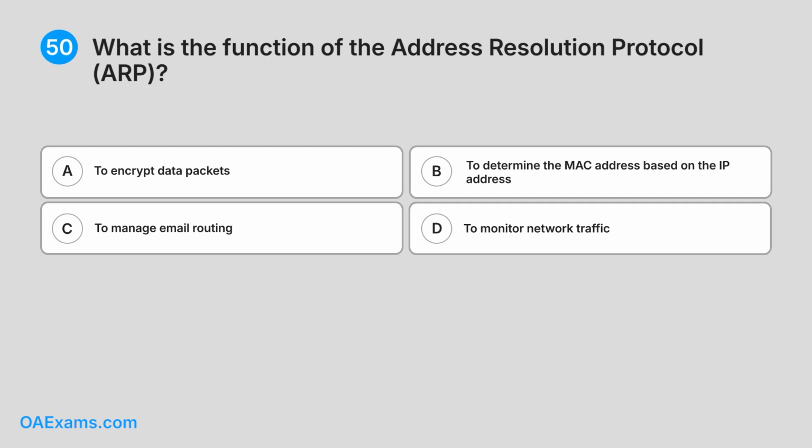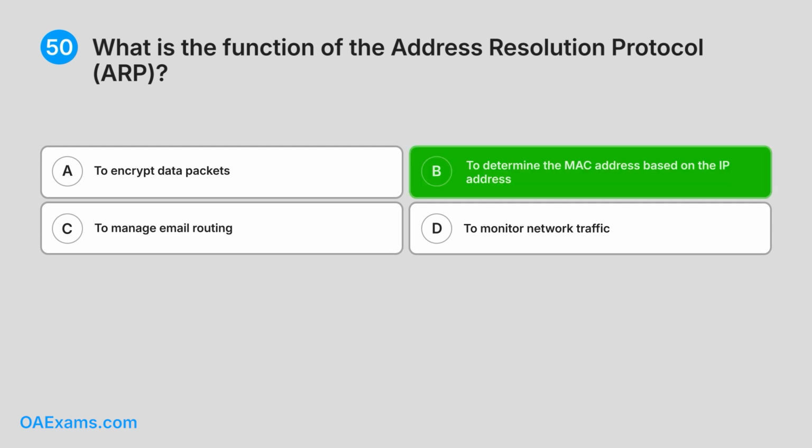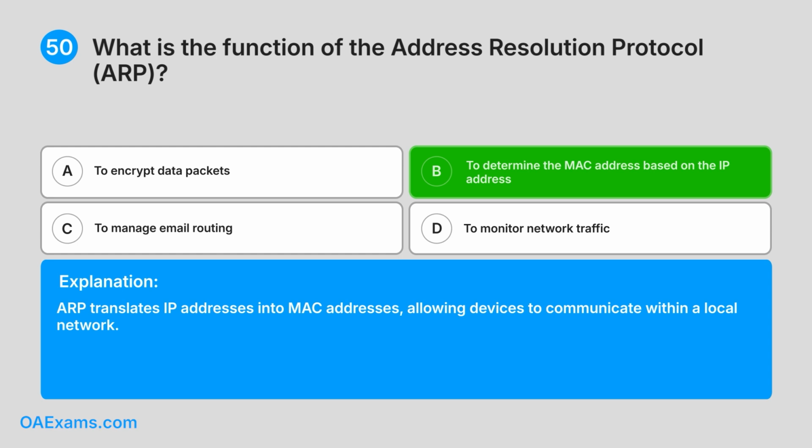Correct answer. B. To determine the MAC address based on the IP address. Explanation. ARP translates IP addresses into MAC addresses, allowing devices to communicate within a local network.